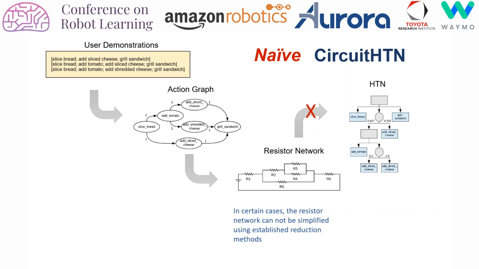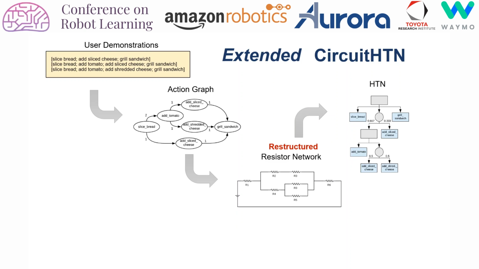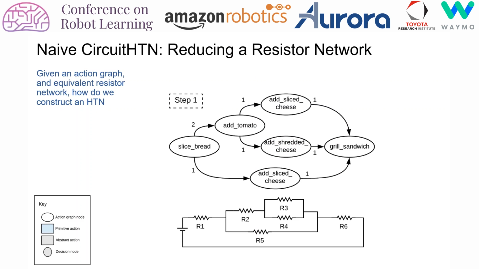In certain cases, the resistor network cannot be simplified using established reduction methods. The naive CircuitHTN version of our algorithm fails in these cases. We have developed extended CircuitHTN, which can handle such situations by restructuring the resistor network to enable reduction. Let us walk through an example.